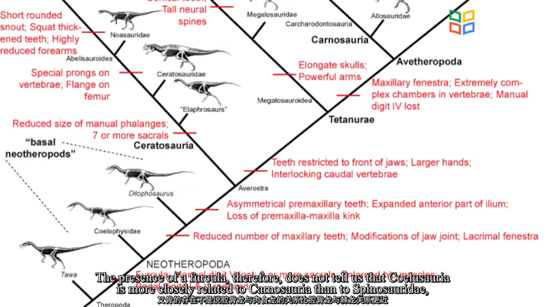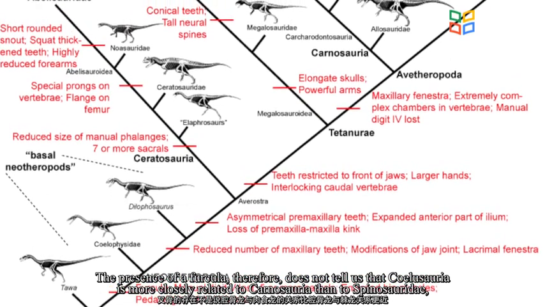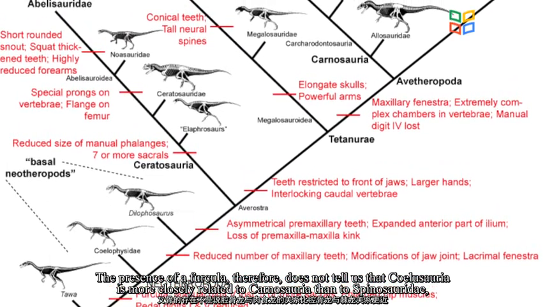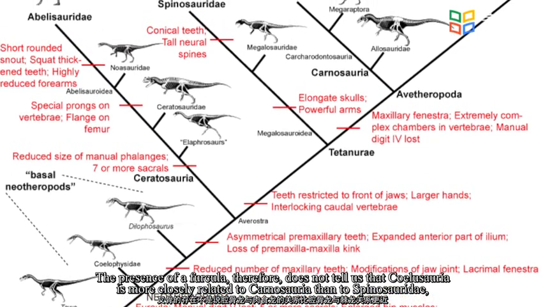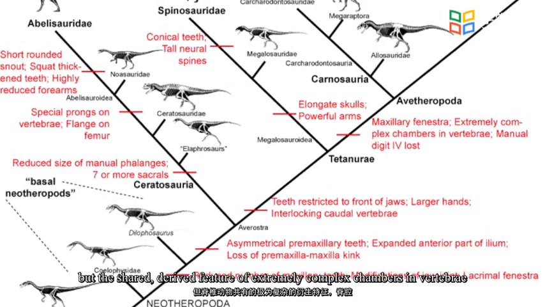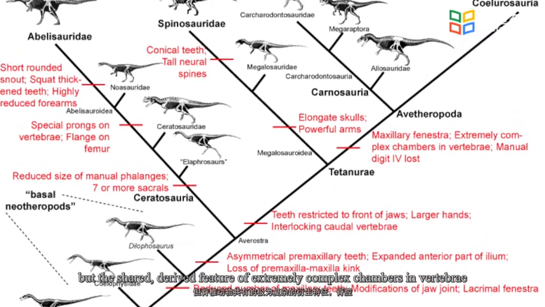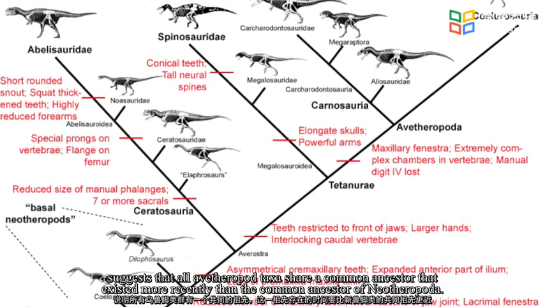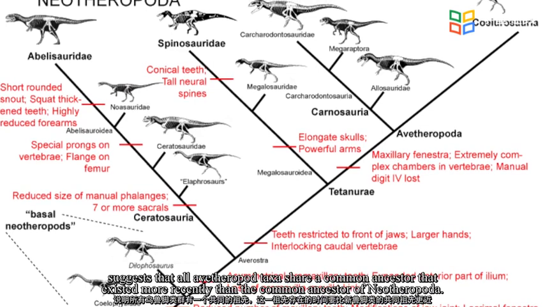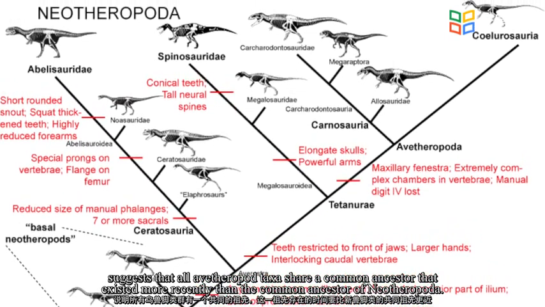The presence of a furcula, therefore, does not tell us that Coelosauria is more closely related to Carnosauria than to Spinosauridae. But the shared, derived feature of extremely complex chambers in vertebrae suggests that all Avetheropoda taxa share a common ancestor that existed more recently than the common ancestor of Neotheropoda.